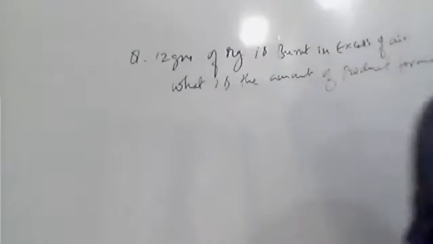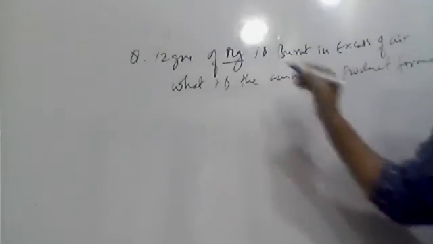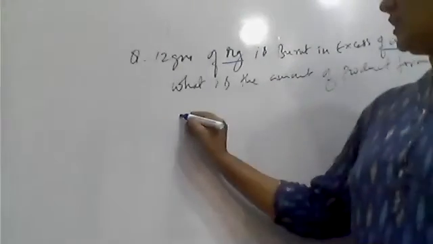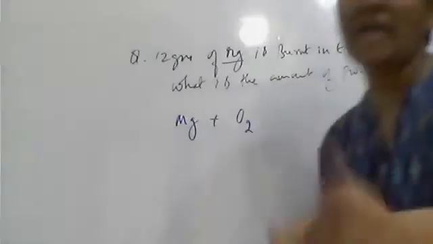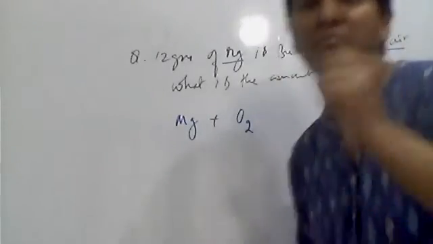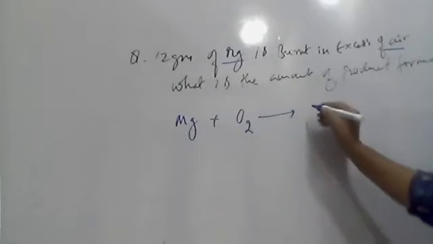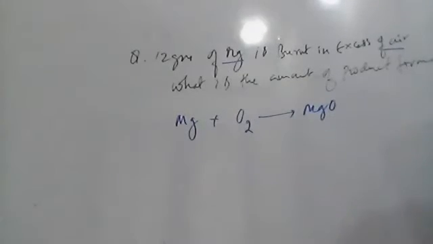So what is given in that question? Magnesium burnt in air means magnesium burnt in oxygen. Then you should have knowledge: what do you get there? Magnesium oxide. The product is magnesium oxide.